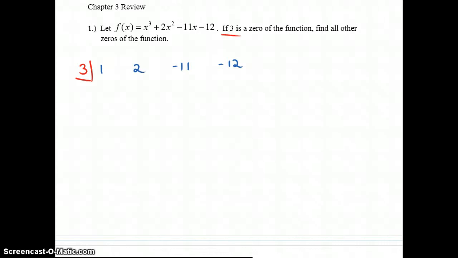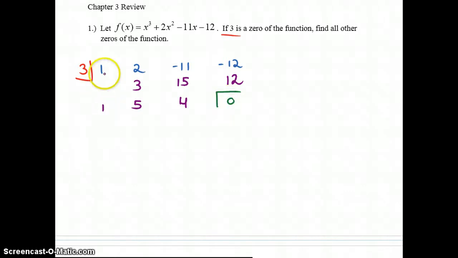So, I start off, drop down my 1, multiply by 3. Add them together to get 5, multiply by 3 is 15, subtract 11 is 4, times 3 is 12, and oh look, it is a 0.